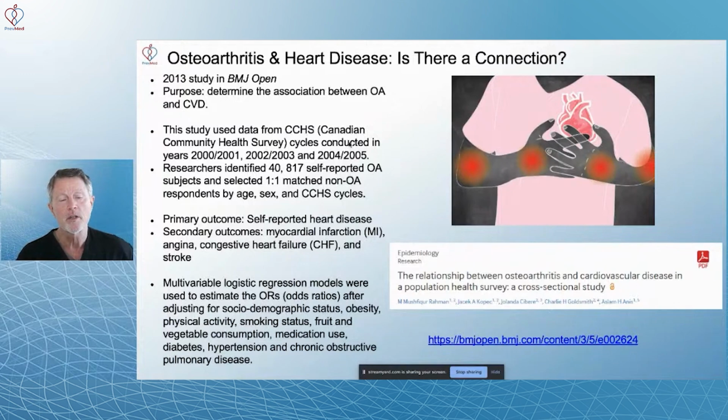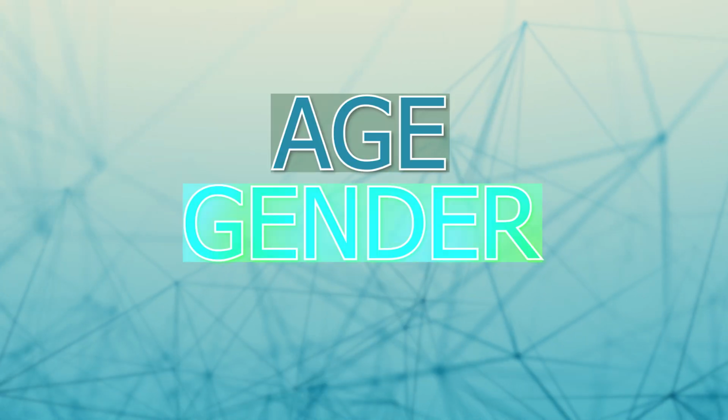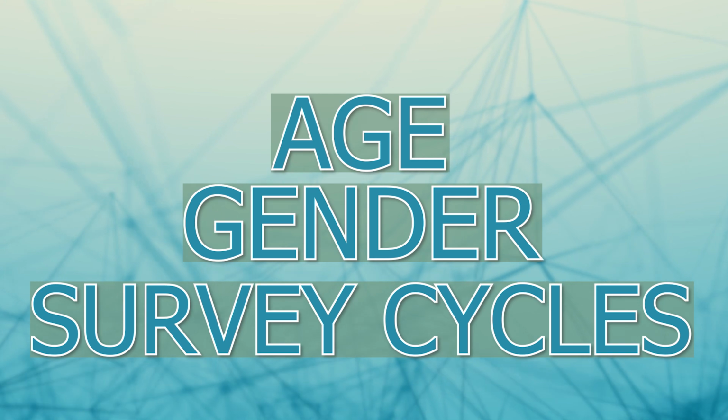The purpose was to determine the association between osteo and cardiovascular disease. It used data from the Canadian Community Health Survey, cycles 2000, 2001, 2002, all the way up to 2005. They identified 41,000 self-reported osteo sufferers, and they selected a one-to-one match for each of those sufferers, matched by age, gender, and survey cycles.